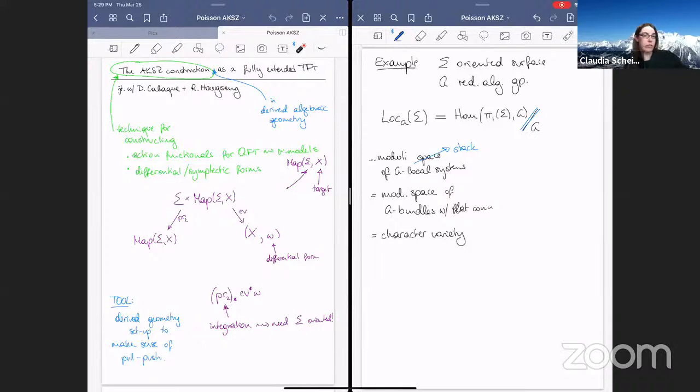And this is the first ingredient that we will have in this derived geometry setup, that we will actually be dealing with some stacks.